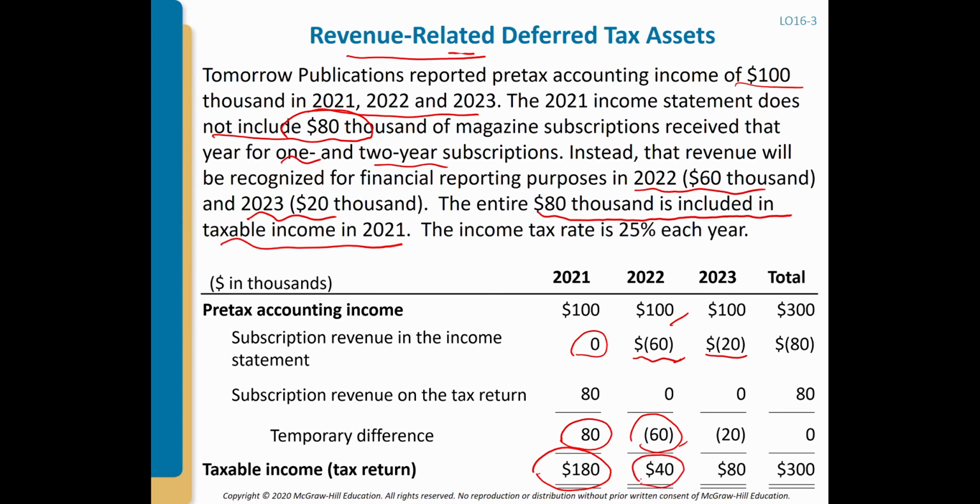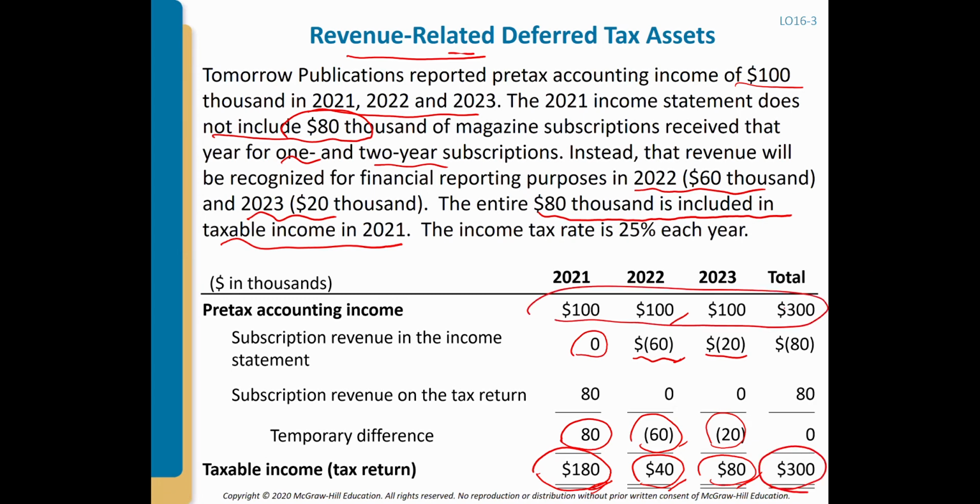And how about 2023? You can deduct another 20, so then our taxable income is 80. 100 minus 20, you only pay tax on 80, so you can pay less tax. In this case, tax is paid earlier. So you pay more taxes in the year 2021, so that you can pay less taxes in 2022 and 23.